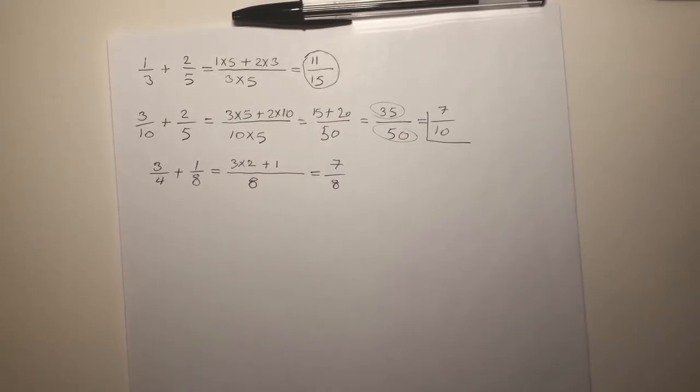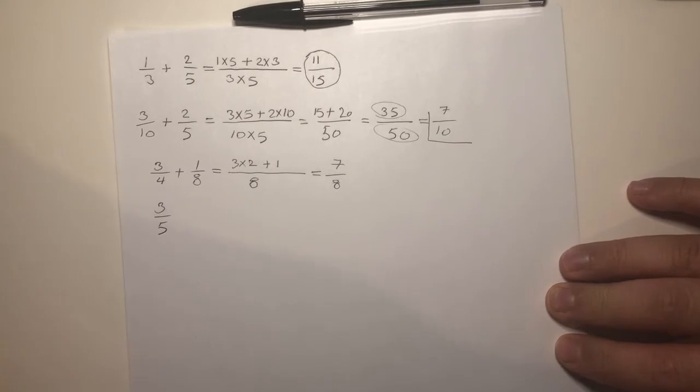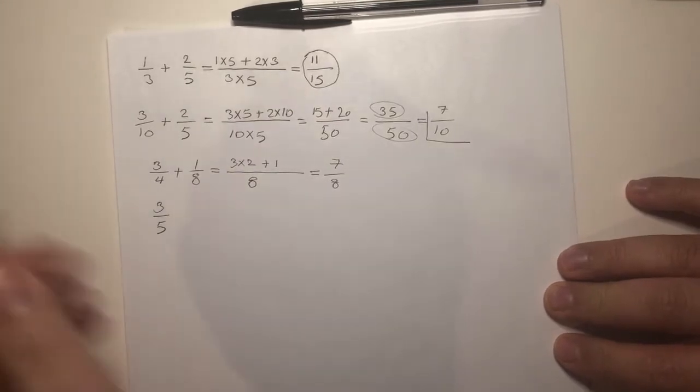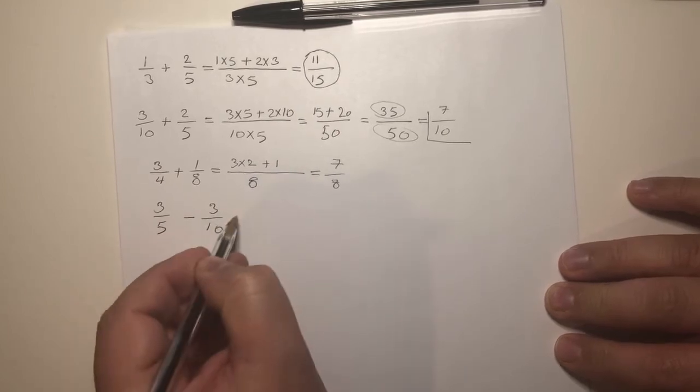Okay, let's do one subtraction. 3 over 5 minus 3 over 10.